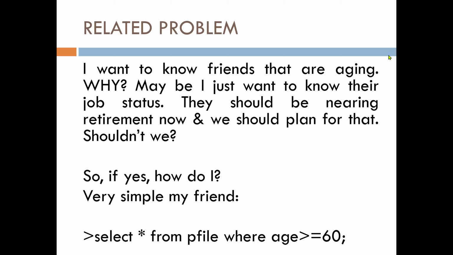On this one, they're giving us: I want to know friends that are aging. Maybe I just want to know their job status. They should be nearing retirement now, and we should plan for that. So how do I find your friend? SELECT * FROM P file WHERE age is greater than or equal to 60, okay? So anybody that's 60 or over, this is going to pull that information.